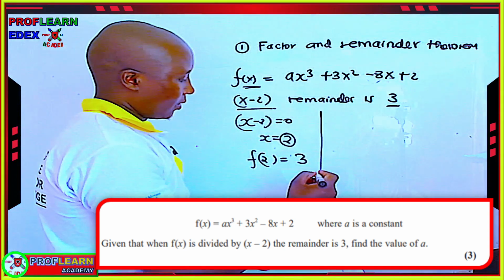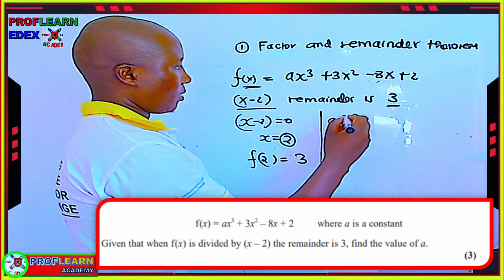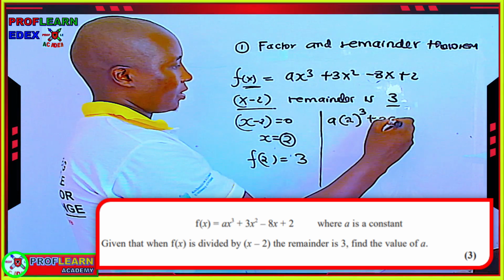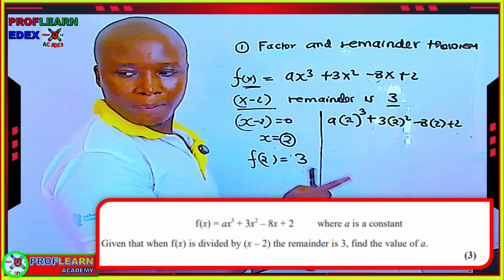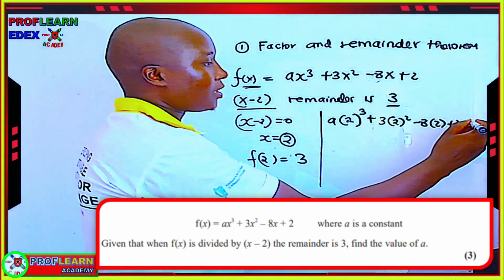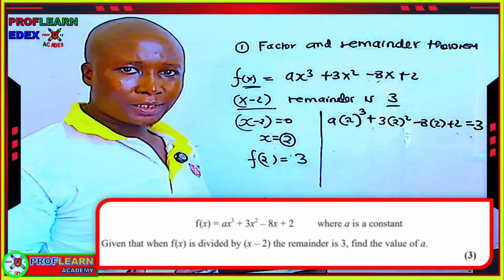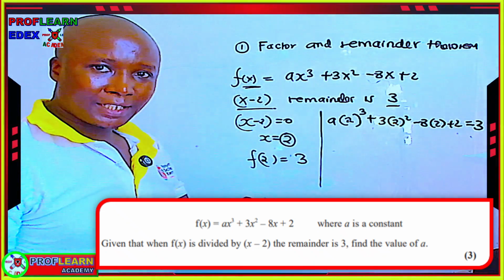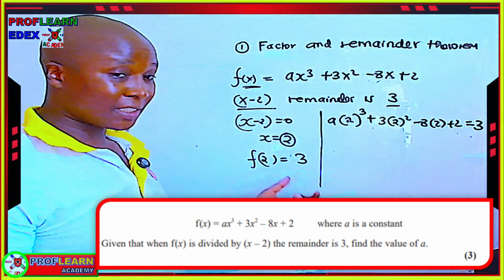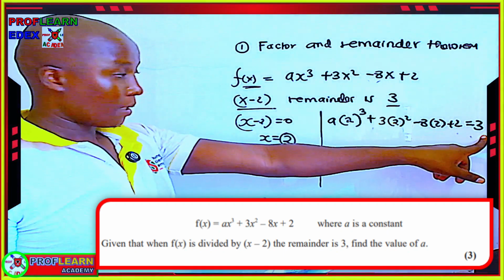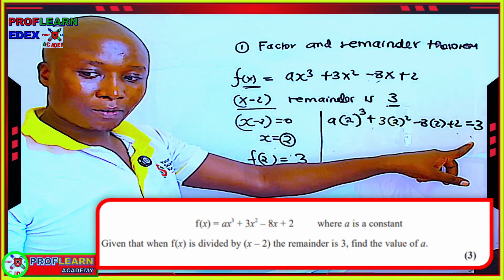So that is going to be a into 2 raised to power 3 plus 3, 2 raised to power 2 minus 8 into 2 plus 2. And this must be equal to the remainder, which is 3. But if we were told that it's a factor, it will mean that we are going to equate. If it's a factor, you will equate to 0.